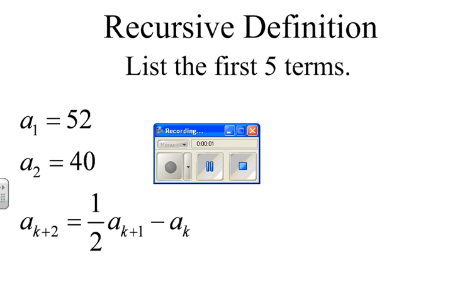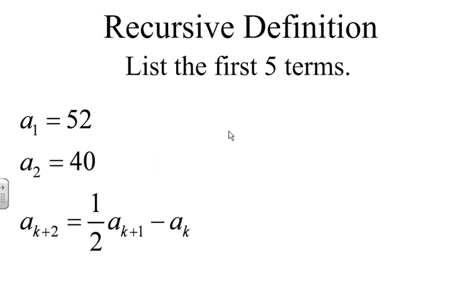All right, we're going to talk about recursive definitions in this tutorial on sequences and series. The first thing is a recursive definition is different than an explicit definition. And here's an example of one, and I would just want to go through how we identify the first 5 terms. Many times recursive definitions are a function that uses the previous terms or the previous few terms.